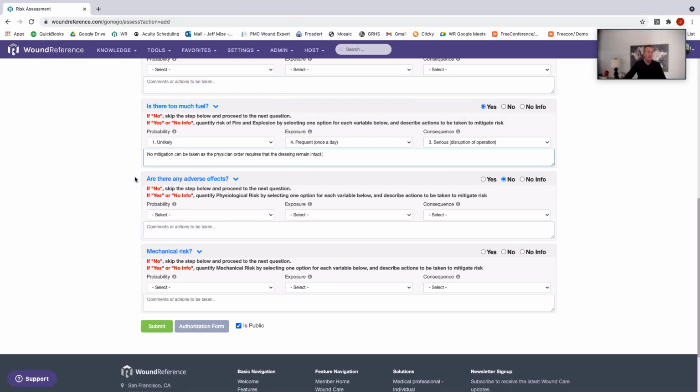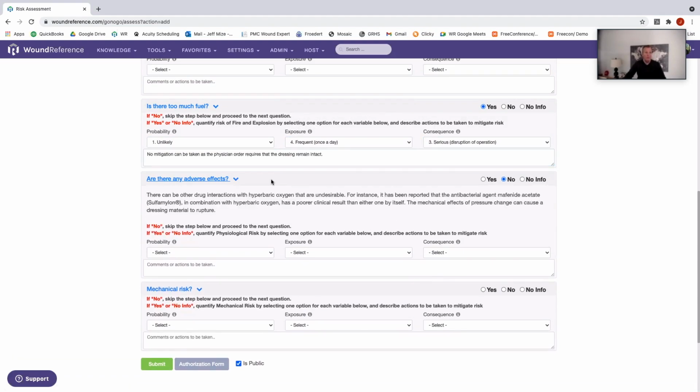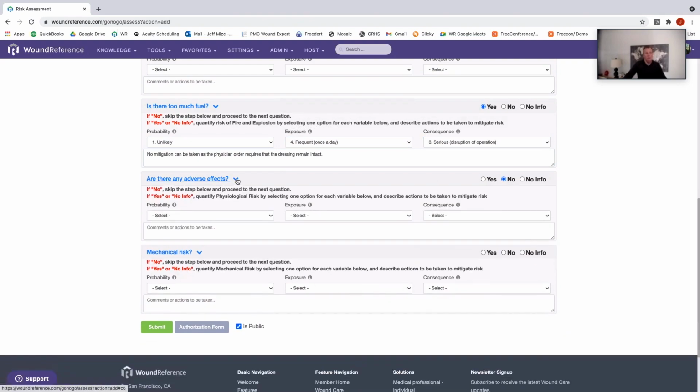Next, we'll look at adverse effects. Are there any adverse effects? So this can either be drug interaction with hyperbaric oxygen that are undesirable. For instance, it has been reported that antibacterial agents such as Sulfamylon in combination with hyperbarics has a poorer clinical result than either one by itself. So again, does Zeroform have an adverse effect in the hyperbaric environment? We know that answer based on experience is no.